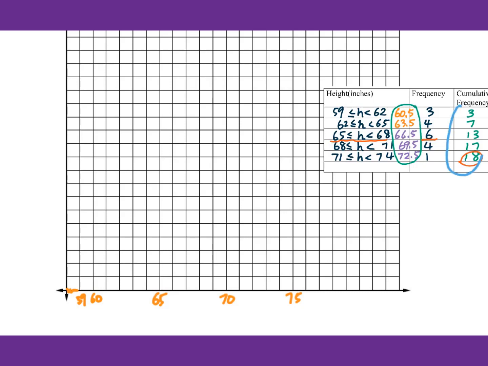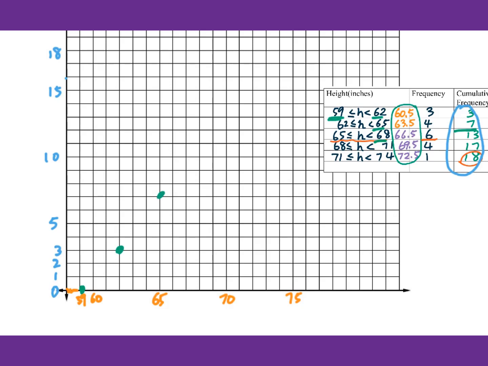That is this one. Cumulative, you have 18. You can count from 1, 2, 3. Keep going. Always start from 0. So I have 59. That is a 0 here. 62. That is a 3. It's here, this point. Then go to 65. That is a 7. Here.